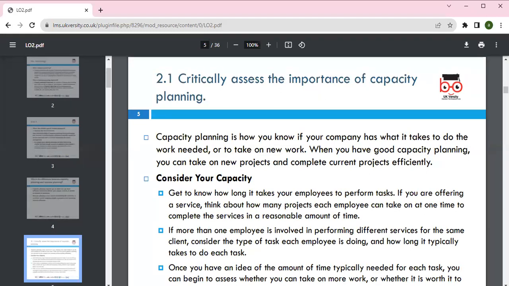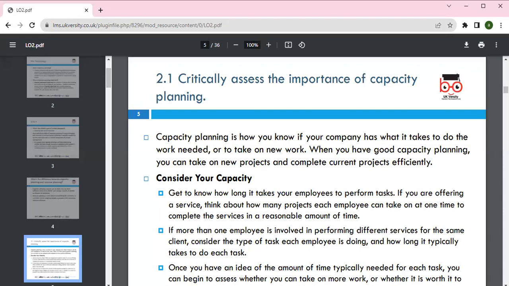2.1: critically assess the importance of capacity planning. Capacity planning is what your company has to do what it takes. It can be linked to demand as well. We are forecasting demand and sales of the goods, so the sales forecast comes first, and then you do the capacity planning accordingly. With capacity planning, you can take on a new project and complete another efficiently.